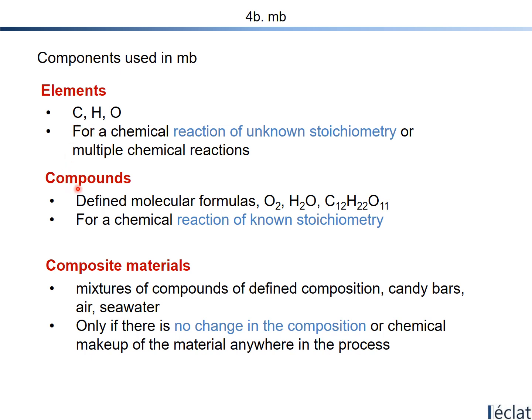The second one is the most popularly used component for material balance equations. That is compounds. For example, oxygen, water, and sugar, or something like that, which have defined molecular formulas. They are called here compounds. Let me say a compound is like a molecule. So you can use compounds or molecules as components in the material balance equation when you have a chemical reaction of known stoichiometry. I'd like to emphasize these two words, known stoichiometry. Only in this case could you use the compound as the component for material balance equations.